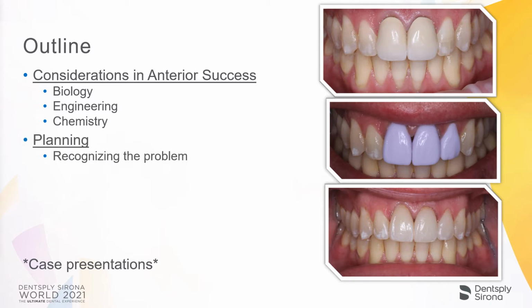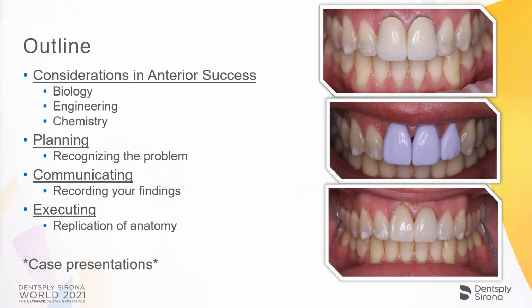Once we go through the considerations for anterior success, we have to be able to plan our cases accordingly by recognizing the problem. Then we have to communicate this and record our findings along with our patient, to our laboratory, and even to ourselves. And finally comes the difficult part, right? We have to execute. We have to replicate the anatomy, and we have to replicate the records that we took in order to have a restoration that mimics the anterior dentition.